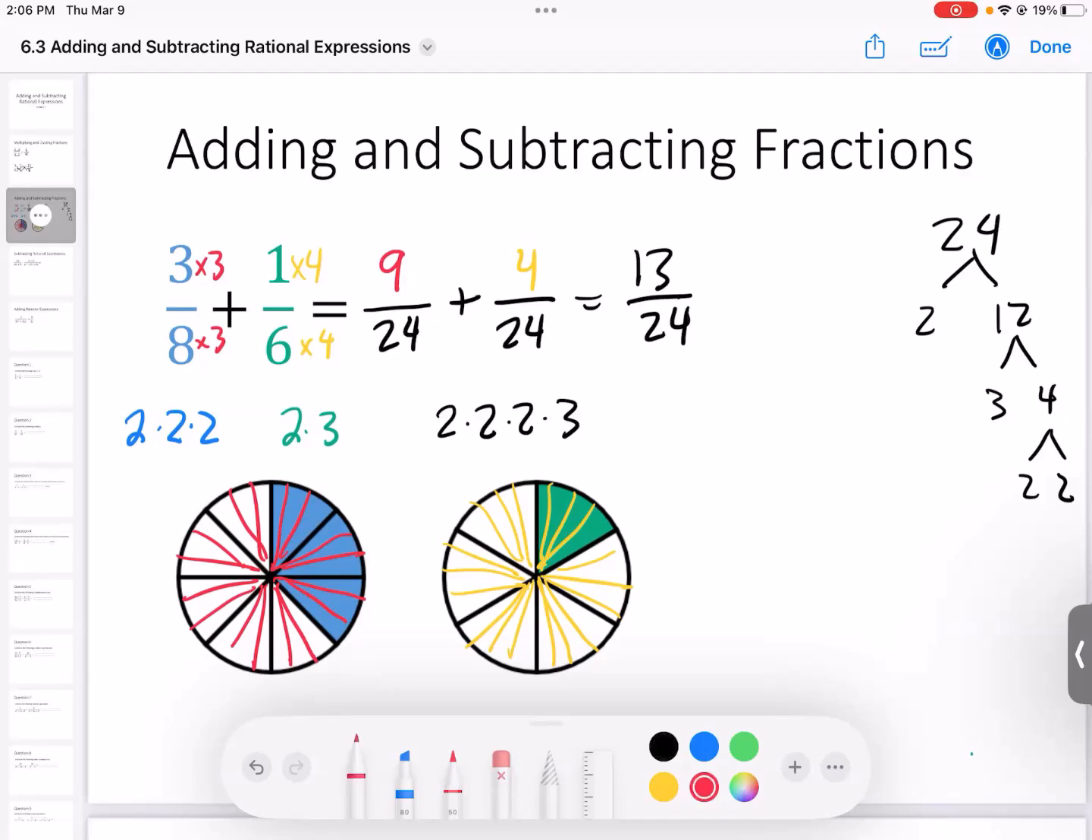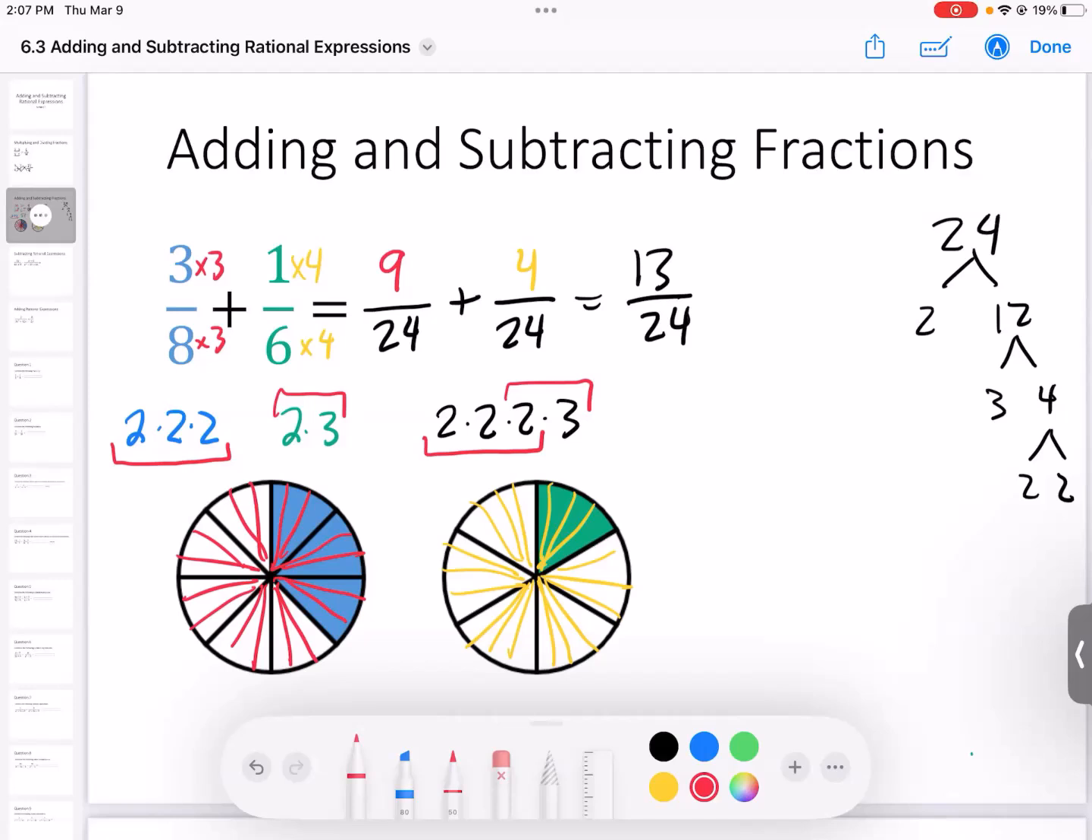Let's look at the first one. If we look at this, we have 3 2s in that denominator, right? And we also have 3 2s in our common denominator. If we look at this denominator, we have a 2 and a 3. Well, we have a 2 and a 3 in our common denominator as well. So our common denominator basically has to include enough factors to be able to build both of these denominators separately.